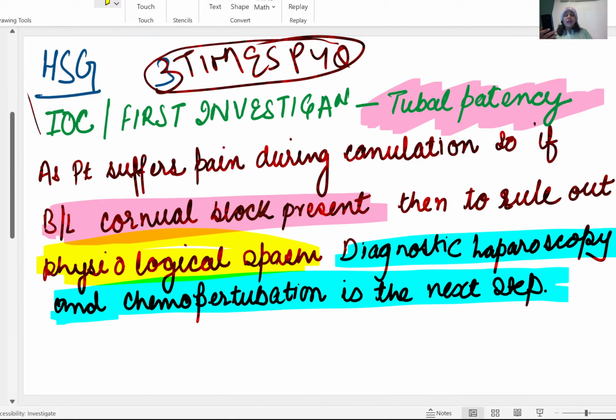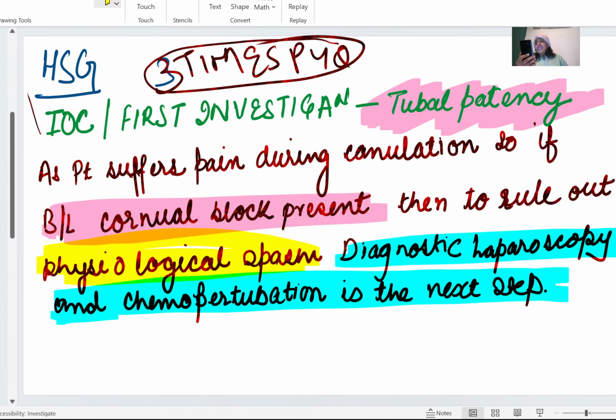So once the physiological spasm has occurred, we have to clear it by another advanced diagnostic procedure. What is the other advanced diagnostic procedure? Diagnostic laparoscopy and chemopertubation is the next step. We cannot diminish the spasm. We have to go for the second investigation, the more painless investigation, and that is diagnostic laparoscopy and chemopertubation.